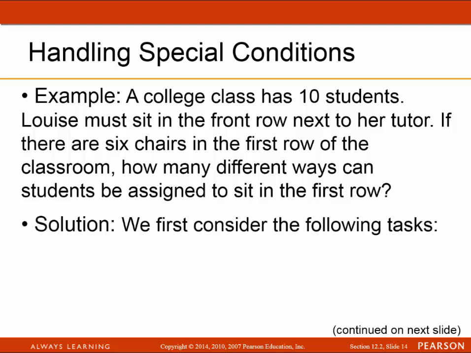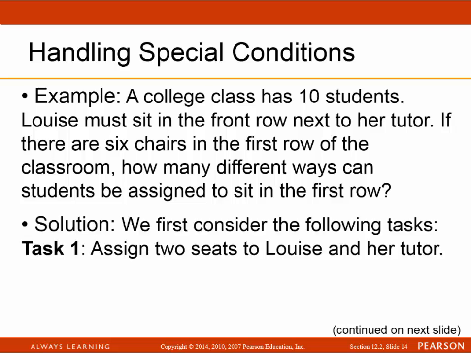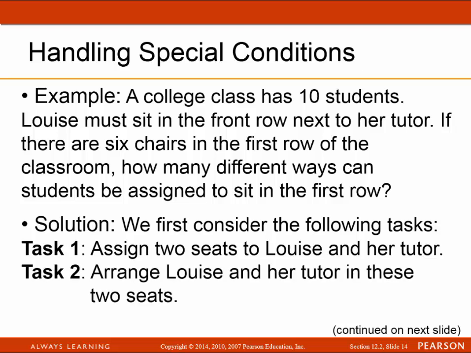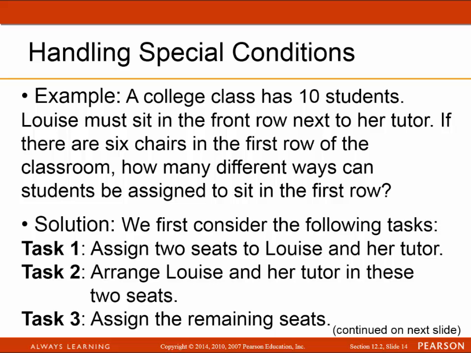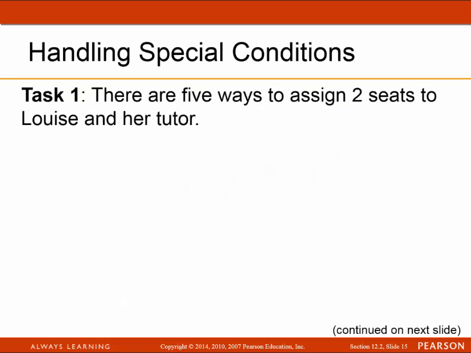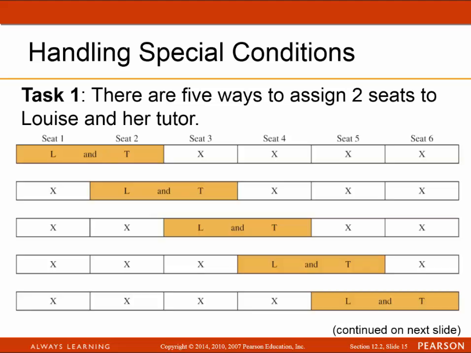So you have to consider the following tasks. The first thing is to assign 2 seats to Louise and her tutor. Then you're going to arrange Louise and the tutor in these 2 seats, and then you're going to assign the remaining seats. For the first one, there are 5 ways to assign 2 seats to Louise and her tutor. So here we go.